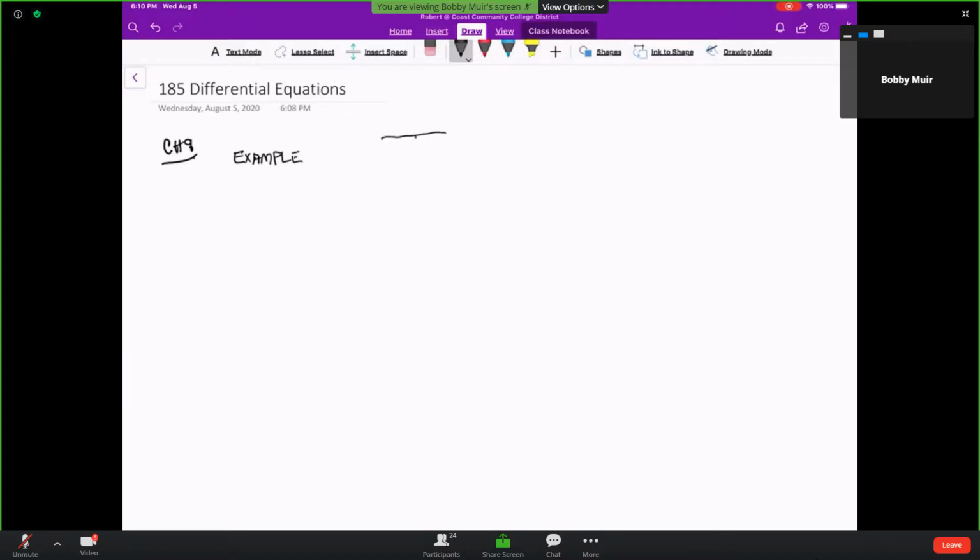let's suppose that we have a spring and we have a mass attached to this spring. Okay, so there are two forces acting on this mass. One force is acting this direction, and that would be the force due to the spring.